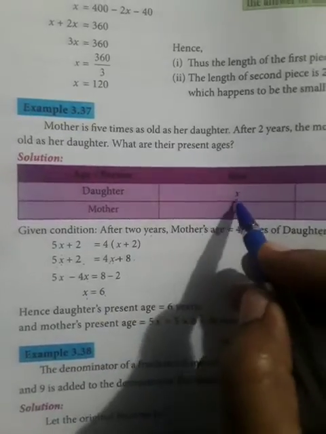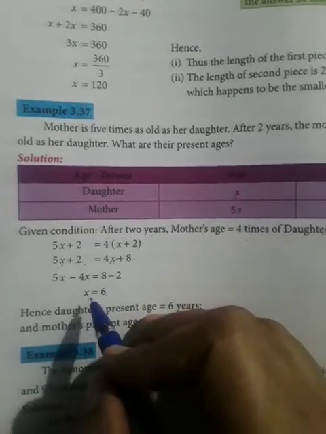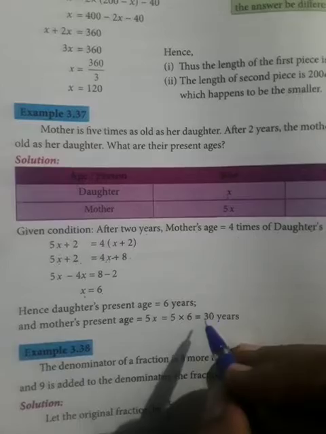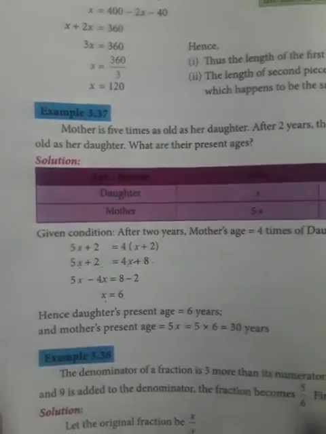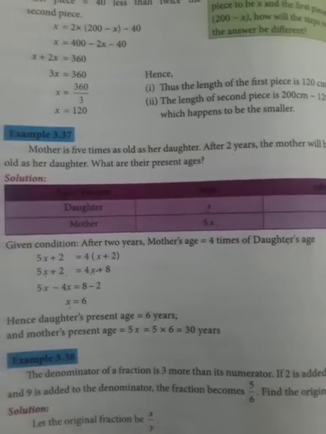What is x? x is nothing but the daughter's age. So the daughter's age is 6 years. What about the mother's age? 5 into 6. So 5 sixes are 30. So the mother's age is 30. Very simple, no? Just copy it in the classwork note.